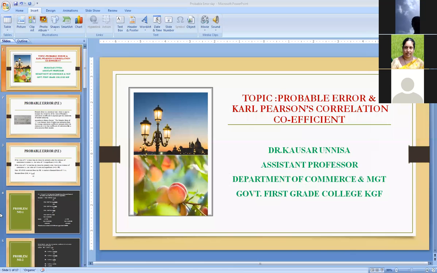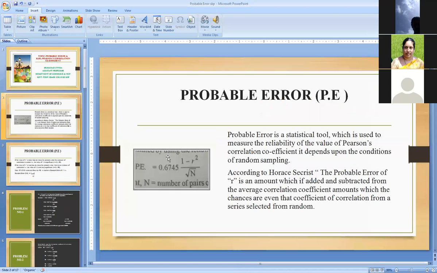This probable error is also one of the statistical tools which is used to measure the reliability of the value of Pearson's correlation coefficient. How reliable it is, whether it is exact, whether it is accurate, whether it is correct or not, that we can measure still more accurately with the help of this probable error.